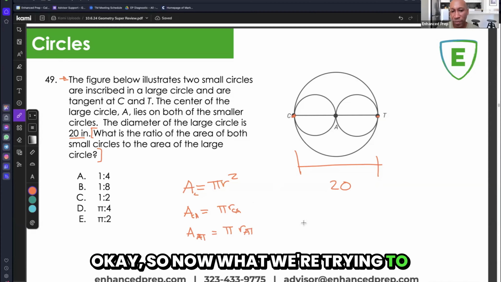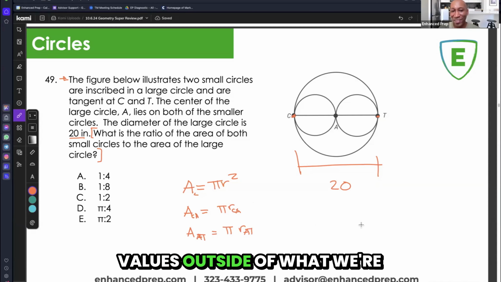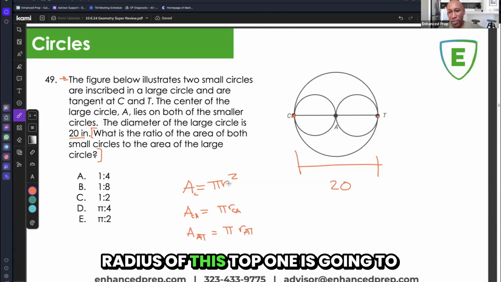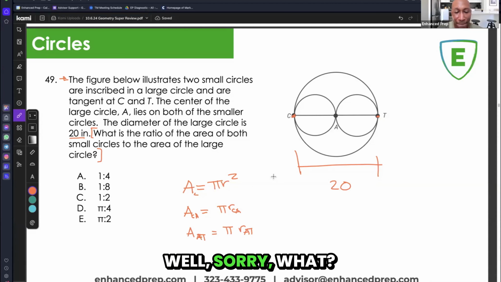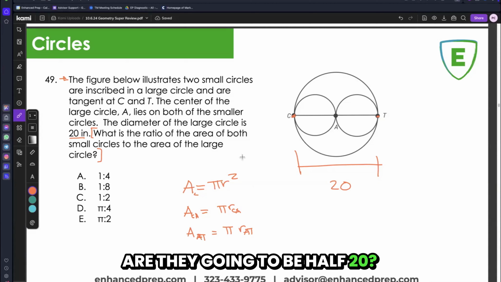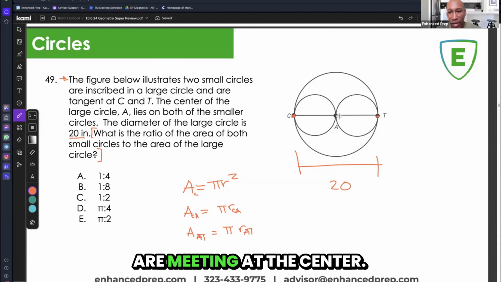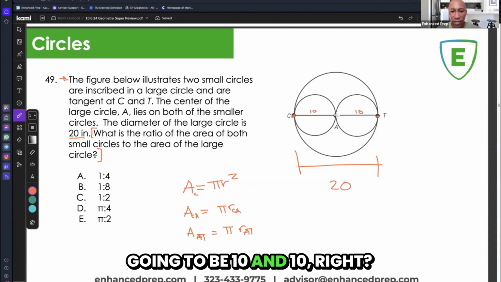So now what we're trying to think about is, how can we figure out these different values? No worries, right? In this case, we know that the radius of this top one is going to be 20. What about the radiuses of the small ones? Are they going to be half of 20? Exactly, right? Because these are 2 circles that are meeting at the center. So we know that these are both going to be 10 and 10, right?